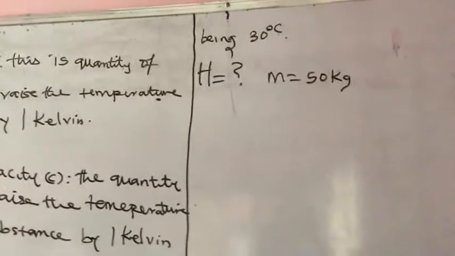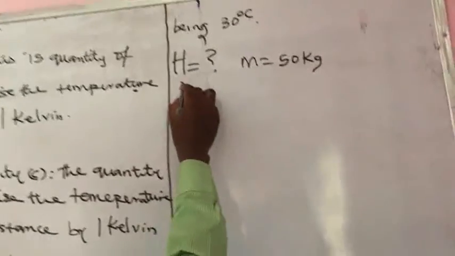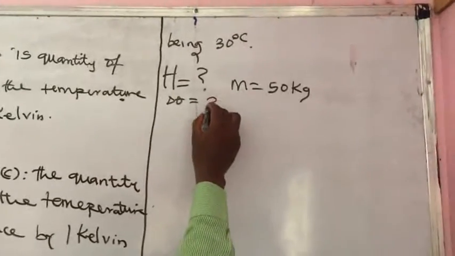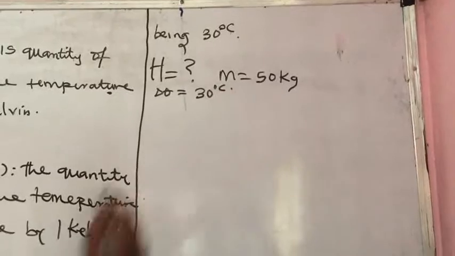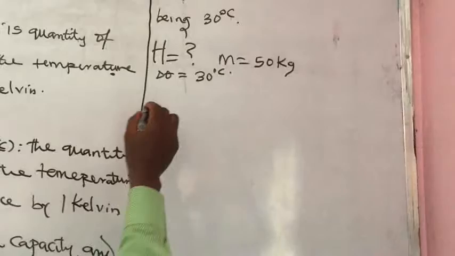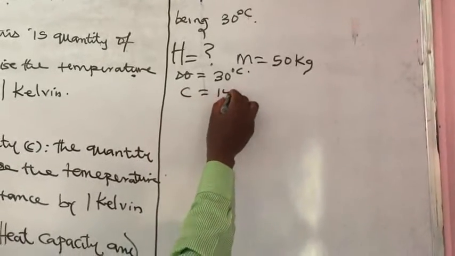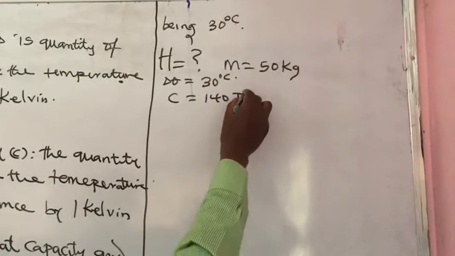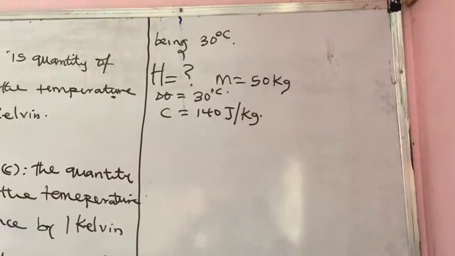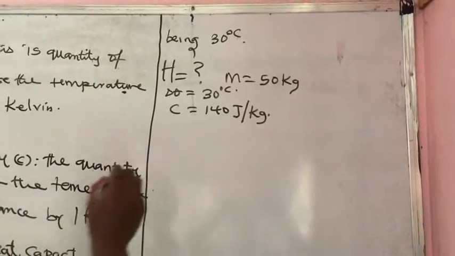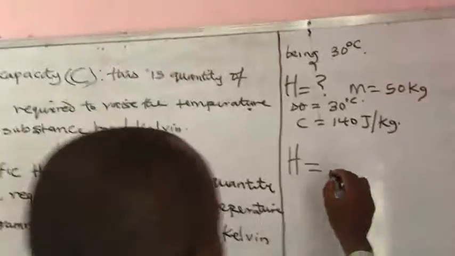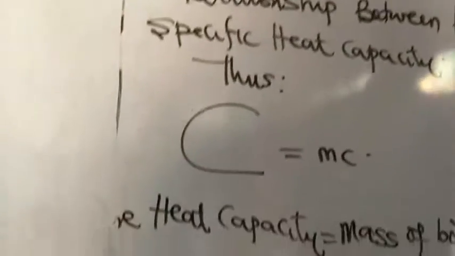Also, we are given the change in temperature, delta theta, which is equal to 30 degrees Celsius. Now, they gave us small c, the specific capacity, to be 140 joule per kilogram. So from there, we can solve our problem. For the general formula, what is H saying? H is equal to m c delta theta.